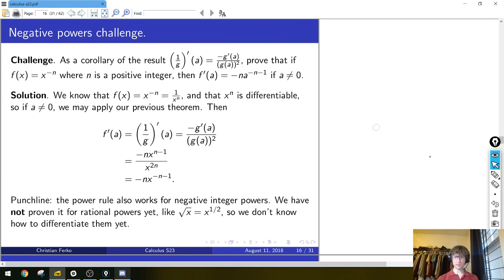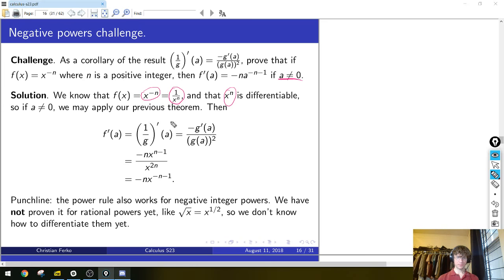So, oh yeah, this is the solution, but let me just read it again to make sure I understand what's going on. Right, so we wanted to extend our proof for positive integers to negative integers, so we wrote f of x is 1 over x to the n. We've shown that x to the n is differentiable whenever x is non-zero. Or here we're valuing it at a, so if a is non-zero.